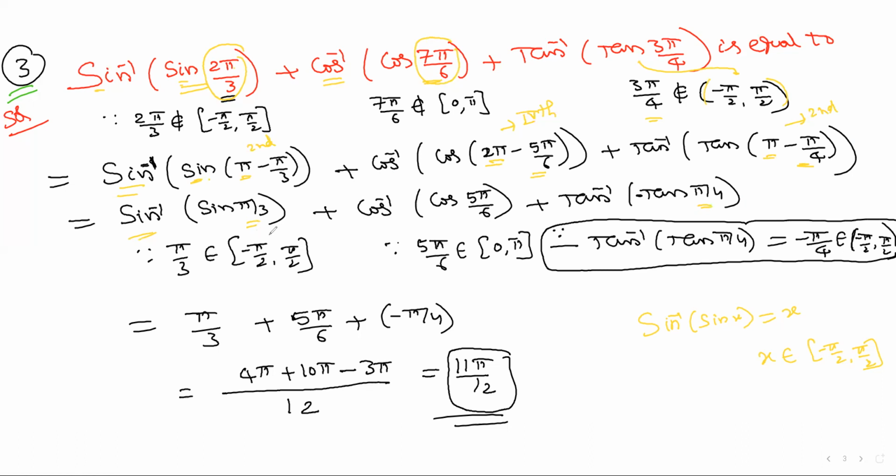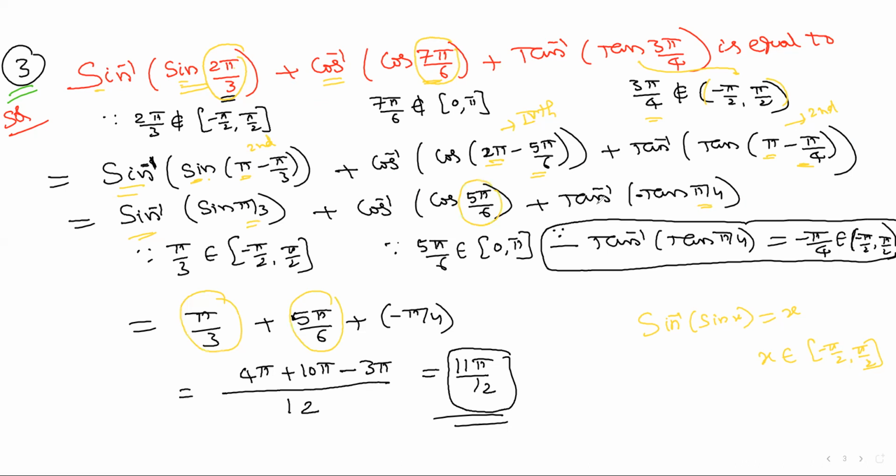Here pi by 3 belongs to the interval minus pi by 2 to plus pi by 2. So sin inverse of sin pi by 3 becomes pi by 3. Cos inverse of cos 5 pi by 6: 5 pi by 6 is 150 degrees, and 150 also belongs to 0 to pi. So it becomes 5 pi by 6. Cos inverse of cos x is equal to x, where x belongs to 0 to pi. So 5 pi by 6.